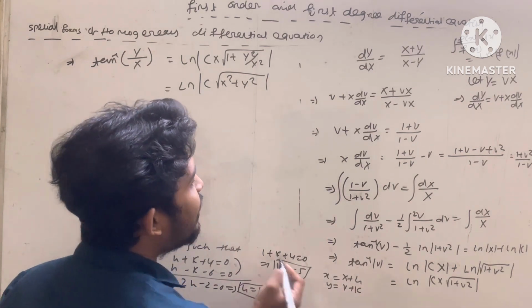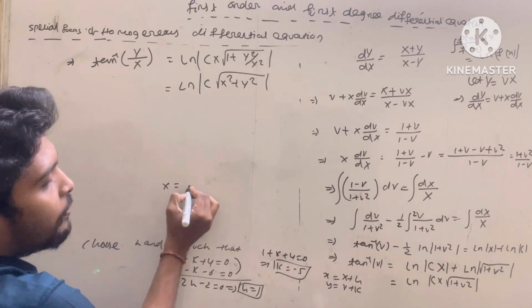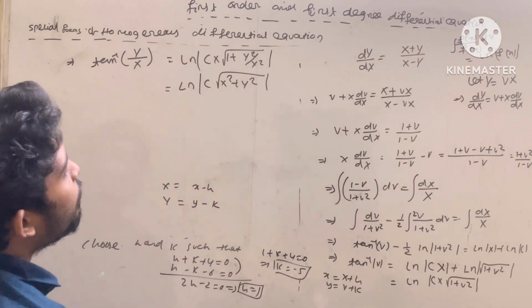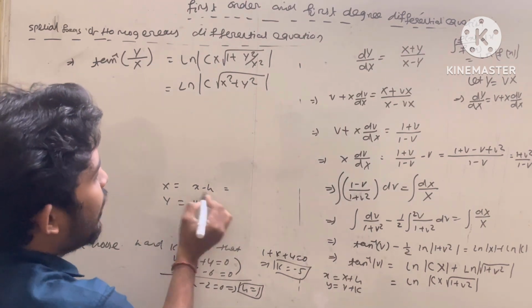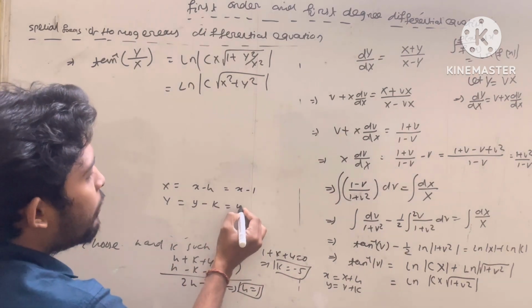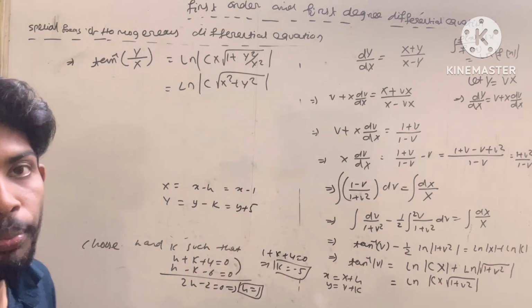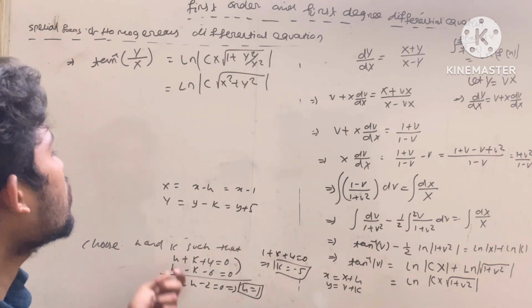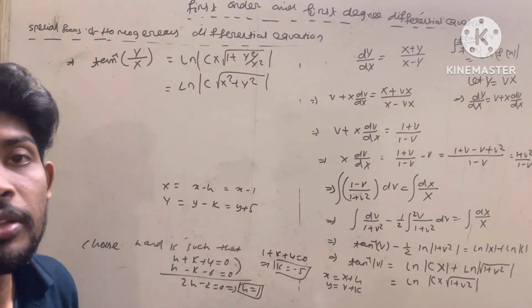So capital X is what? Capital X is x minus h and capital Y is small y minus k. So that means here capital X is x minus h, that means x minus 1, and capital Y is y plus 5. So put in the place of capital X, small x minus 1, and in the place of capital Y, y plus 5.